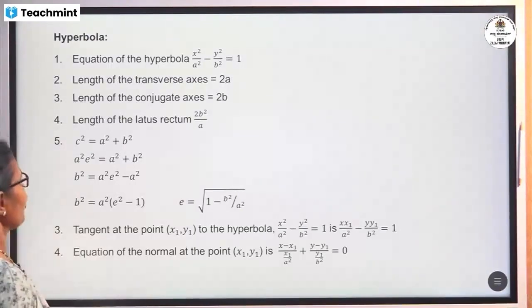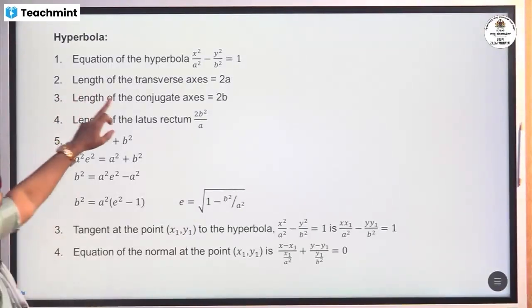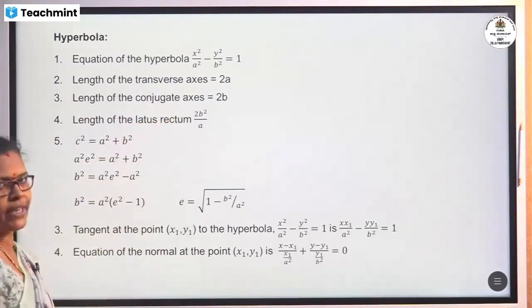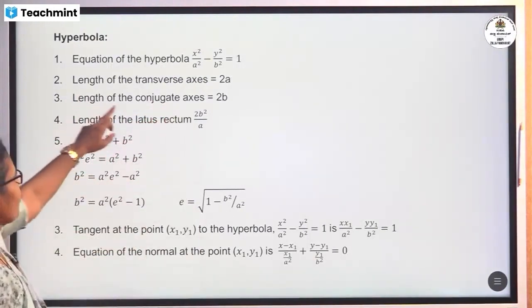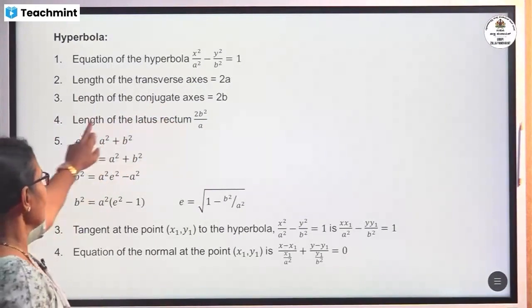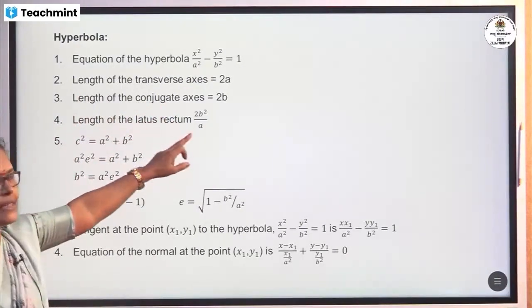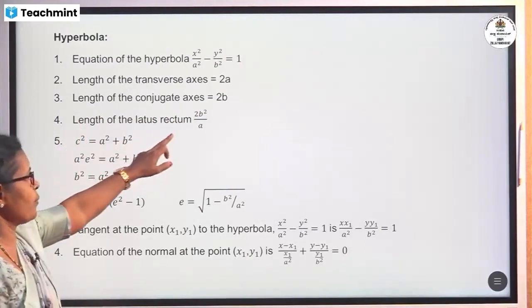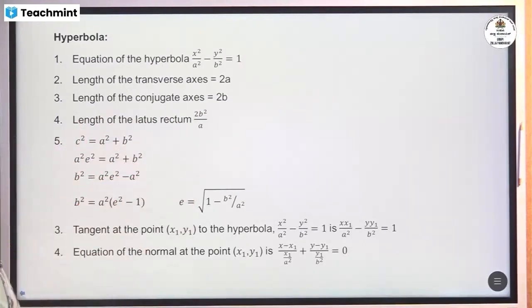Next, hyperbola. Equation of the hyperbola, x square by a square minus y square by b square is equal to 1. Length of the transverse axis is 2a. Length of the conjugate axis is 2b. Length of the latus rectum is 2b square by a.